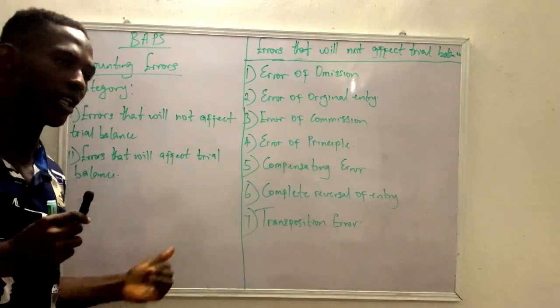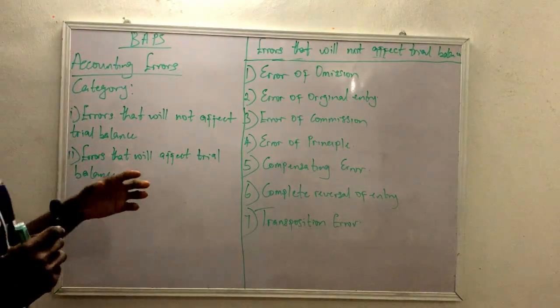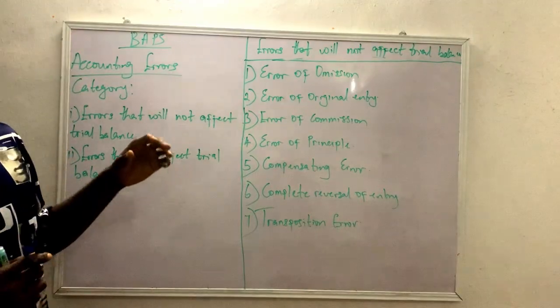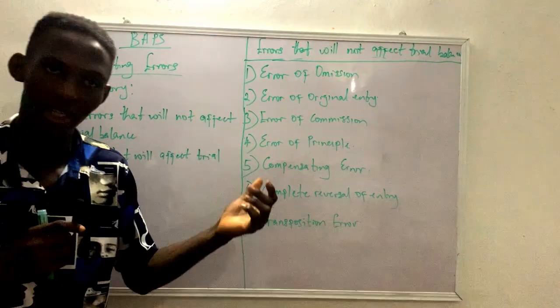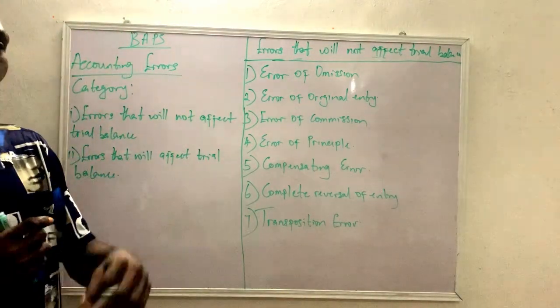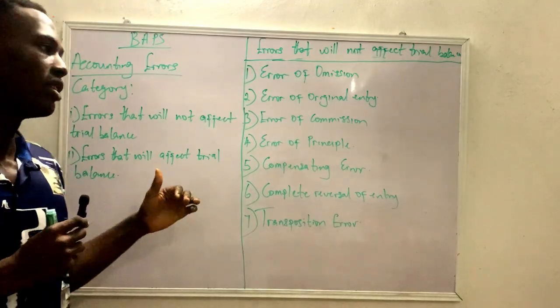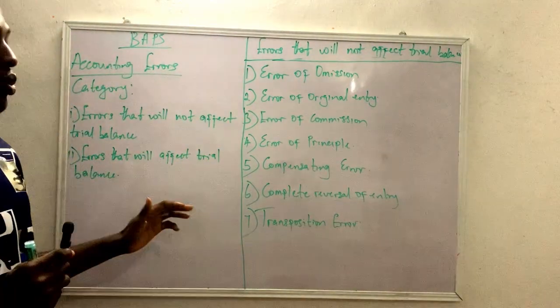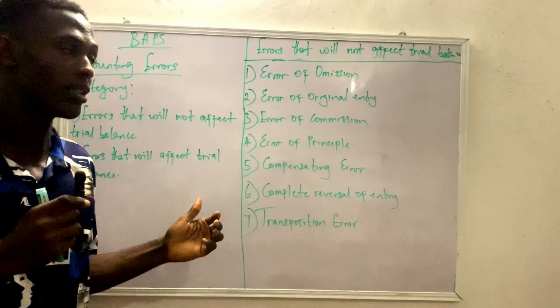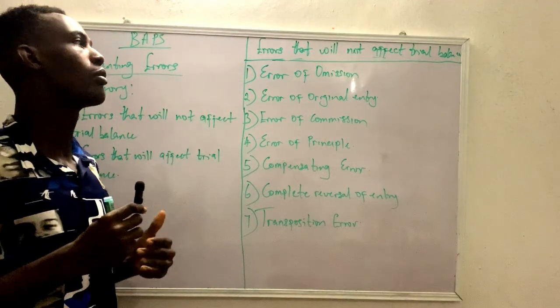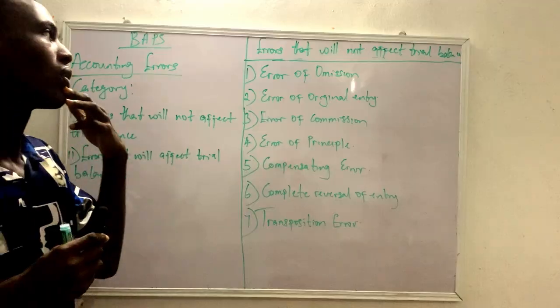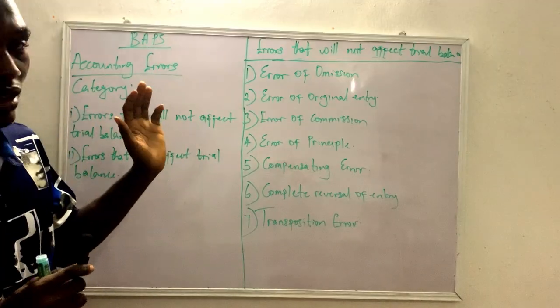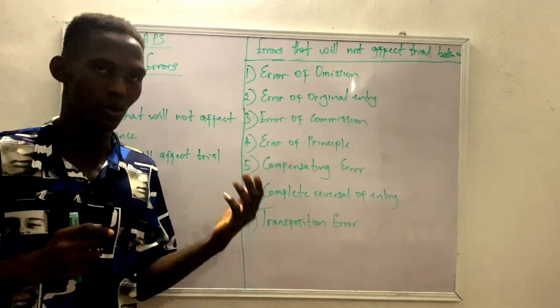Errors that will not affect trial balance are the type of error that occur in the sense that even when the error occurs, your trial balance is still going to balance. For example, in our previous class on trial balance, there could be an error in it and we will not be aware because our trial balance was still balanced. So let me tell you the types of error that fall under errors that will not affect trial balance and how we will deal with them.